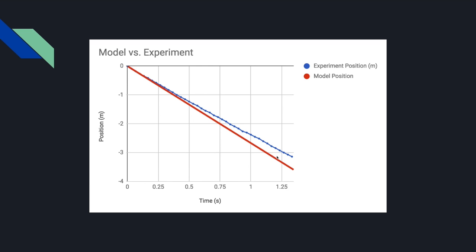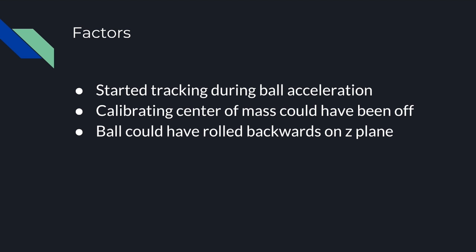There are multiple possible factors as to why this is. The basketball could have still been accelerating when we started tracking it and not yet at its constant velocity. Calibrating our center of mass could have been off, or our ball could have been rolling backwards some on the z-plane, which we did not take into consideration.